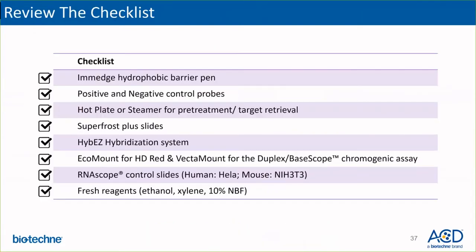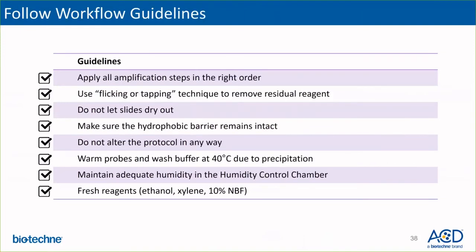On this checklist are some other key components that can help ensure your success with RNAscope assay. For example, Superfrost Plus slides are highly recommended for success. Also, using a hybridization oven is a critical component for maintaining the right amount of humidity. We also have some recommended general guidelines, such as once you begin your assay, do not let the slides dry out, and make sure that you warm the probes and wash buffer at 40 degrees to avoid any precipitation.